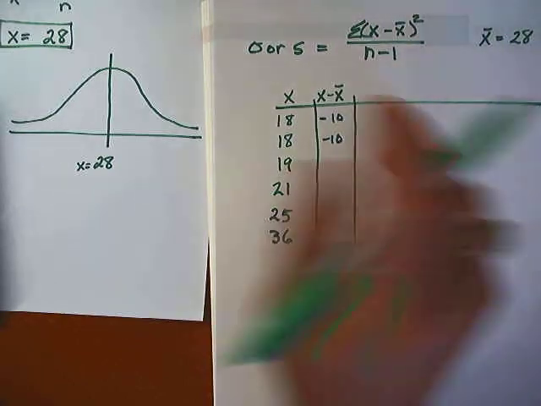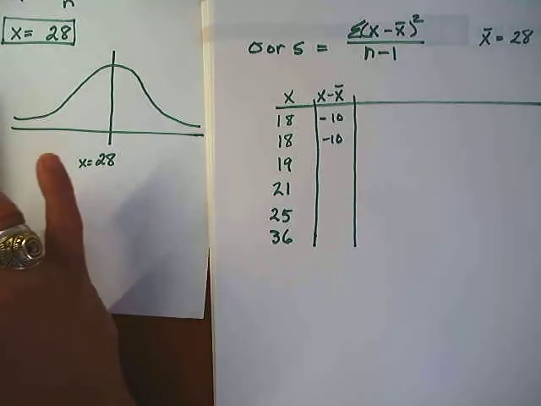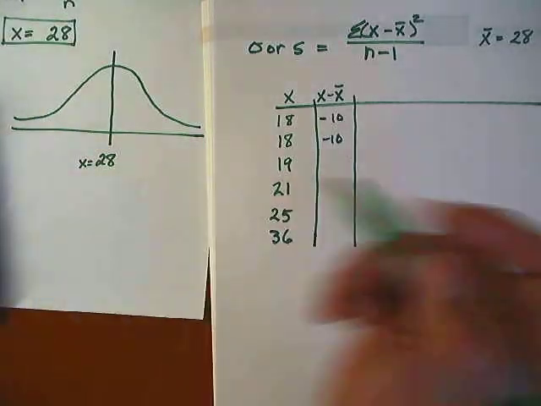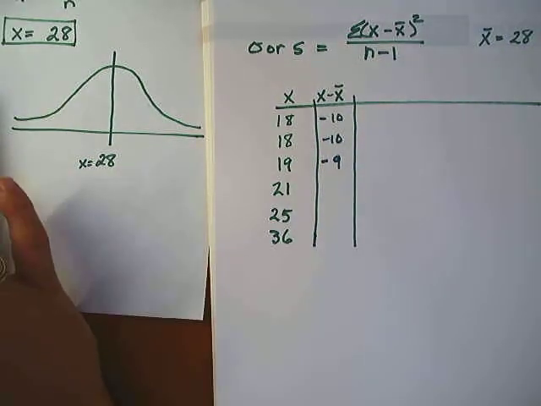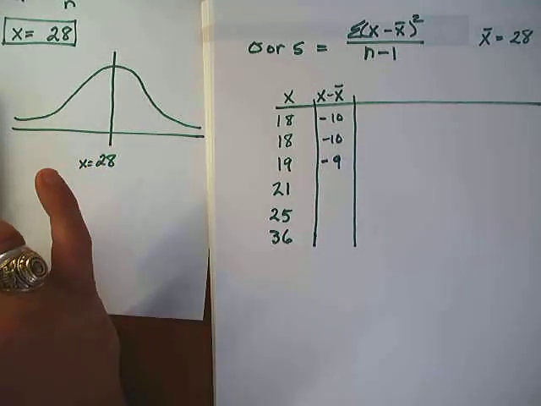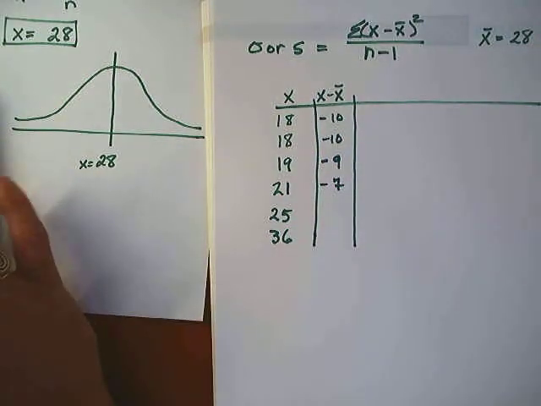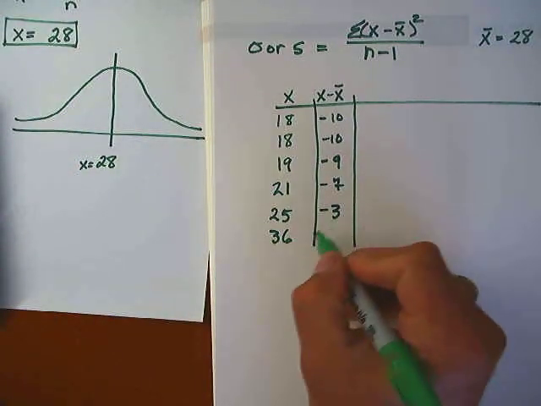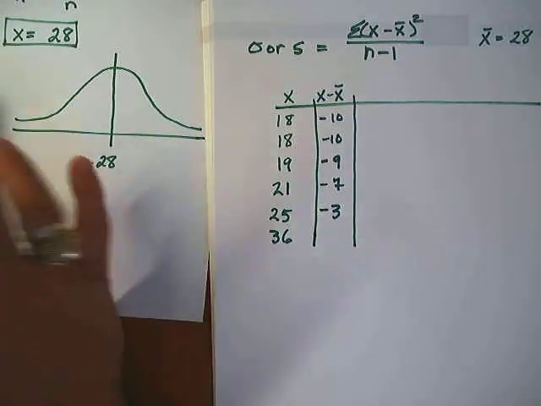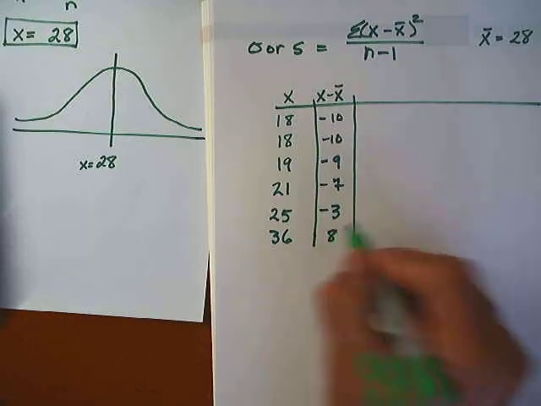18 minus 28 is negative 10. Negative 10, and that should be negative 10 for the second one as well. Let's see, 19 minus 28 is negative 9, and 21 minus 28 is negative 7, and keep going. 25 minus 28, negative 3, and 36 minus 28.